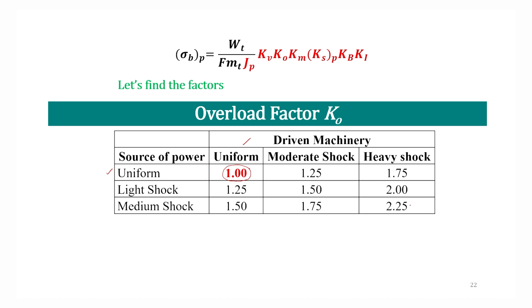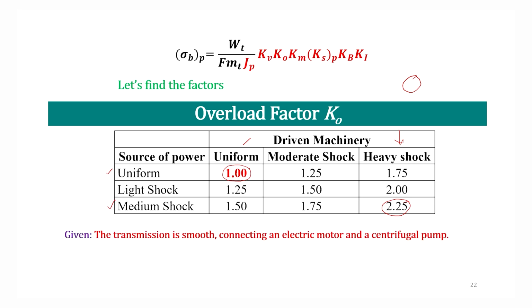That means, if the source of power, that is the power to which the pinion is connected, is of medium shock, and the machinery which you are driving is of heavy shock type, then KO would be 2.25. But as in our case it is uniform, it is 1. Given that the transmission is smooth, connecting an electric motor and centrifugal pump, KO is equal to 1.